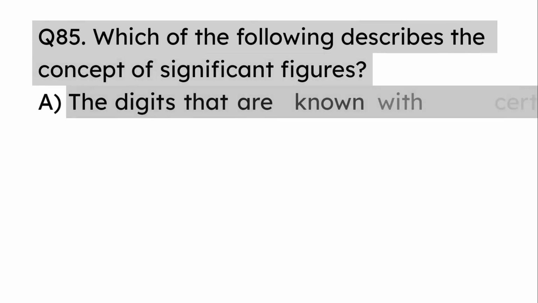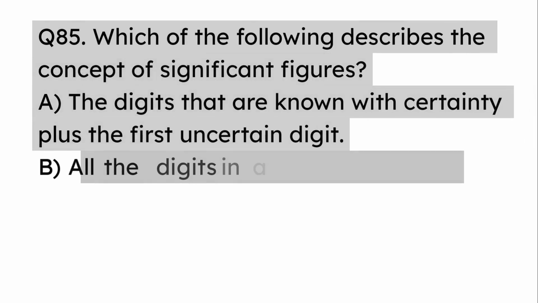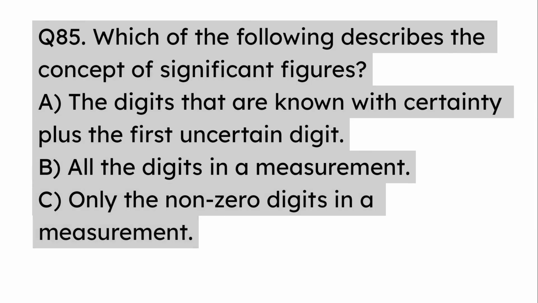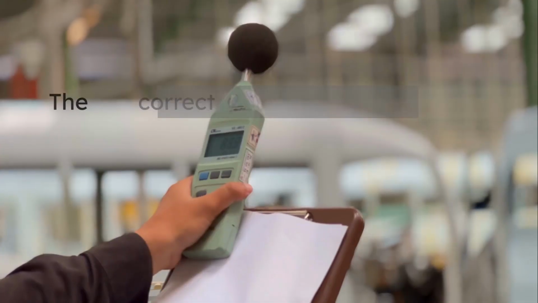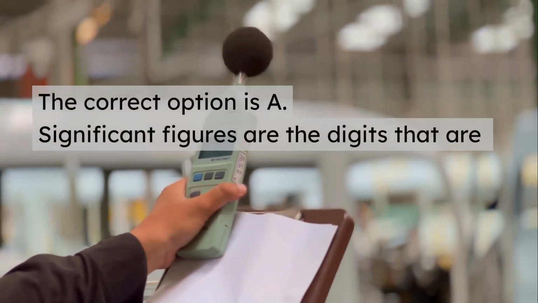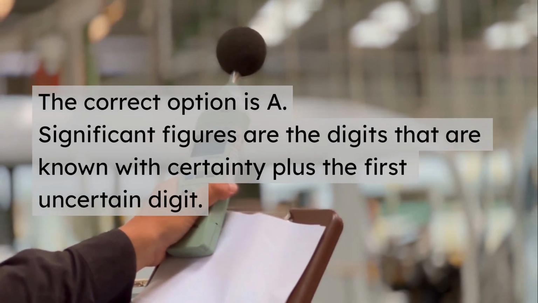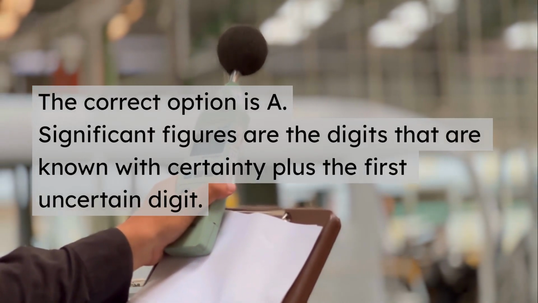Q85. Which of the following describes the concept of significant figures? A. The digits that are known with certainty plus the first uncertain digit. B. All the digits in a measurement. C. Only the non-zero digits in a measurement. D. Only the digits before the decimal point. The correct option is A. Significant figures are the digits that are known with certainty plus the first uncertain digit.